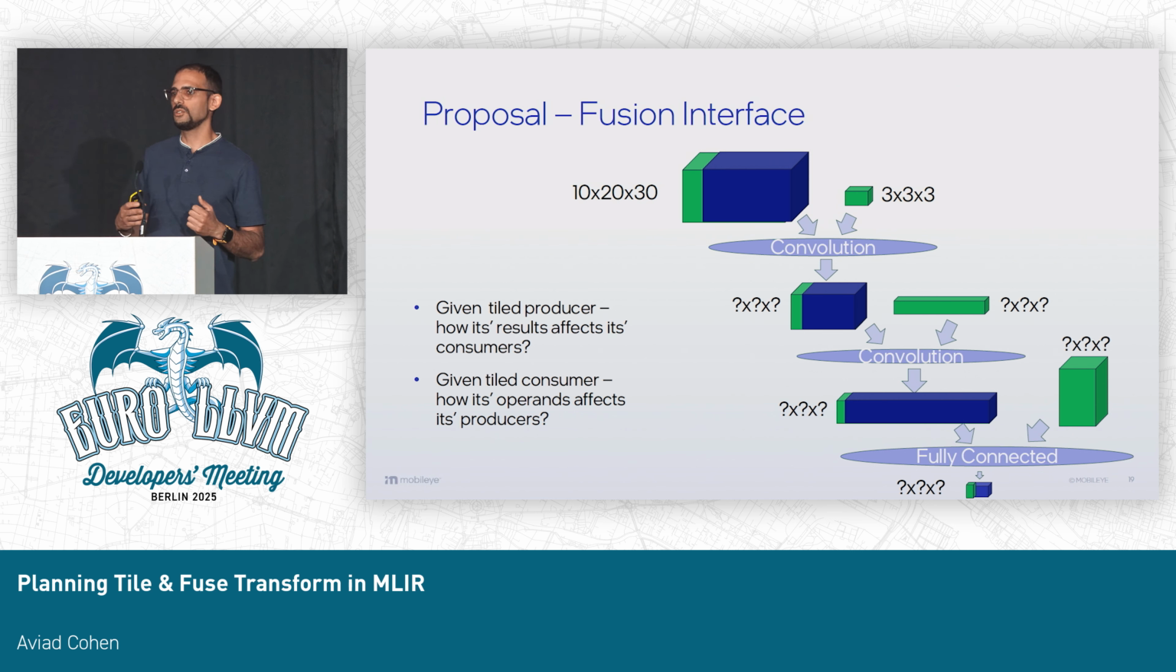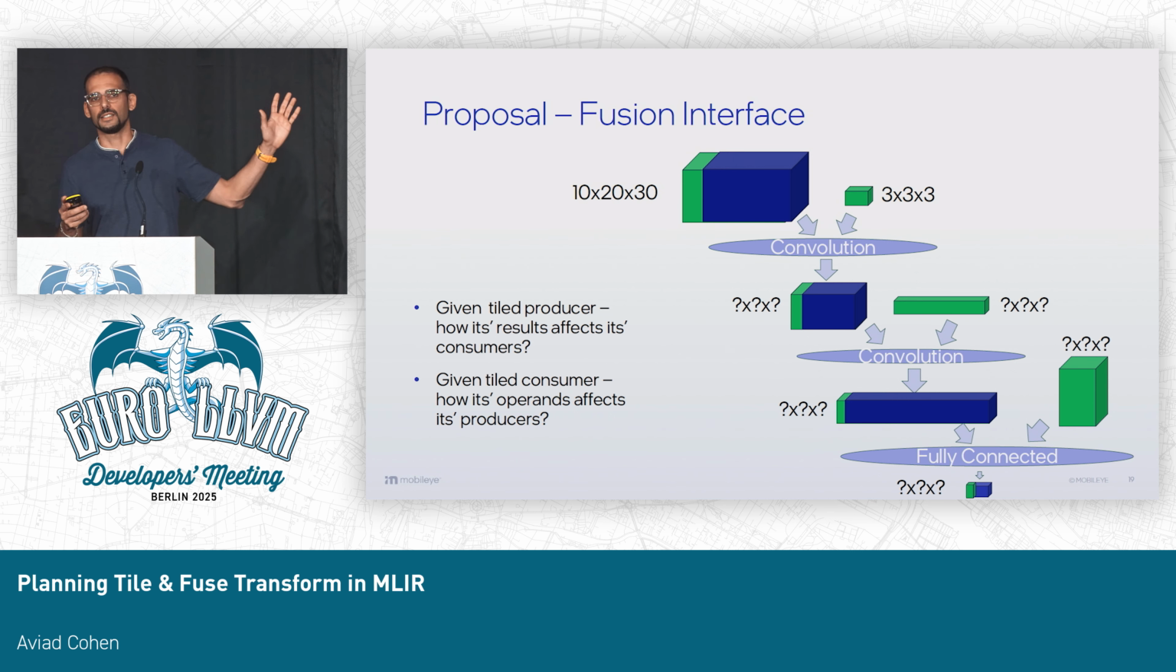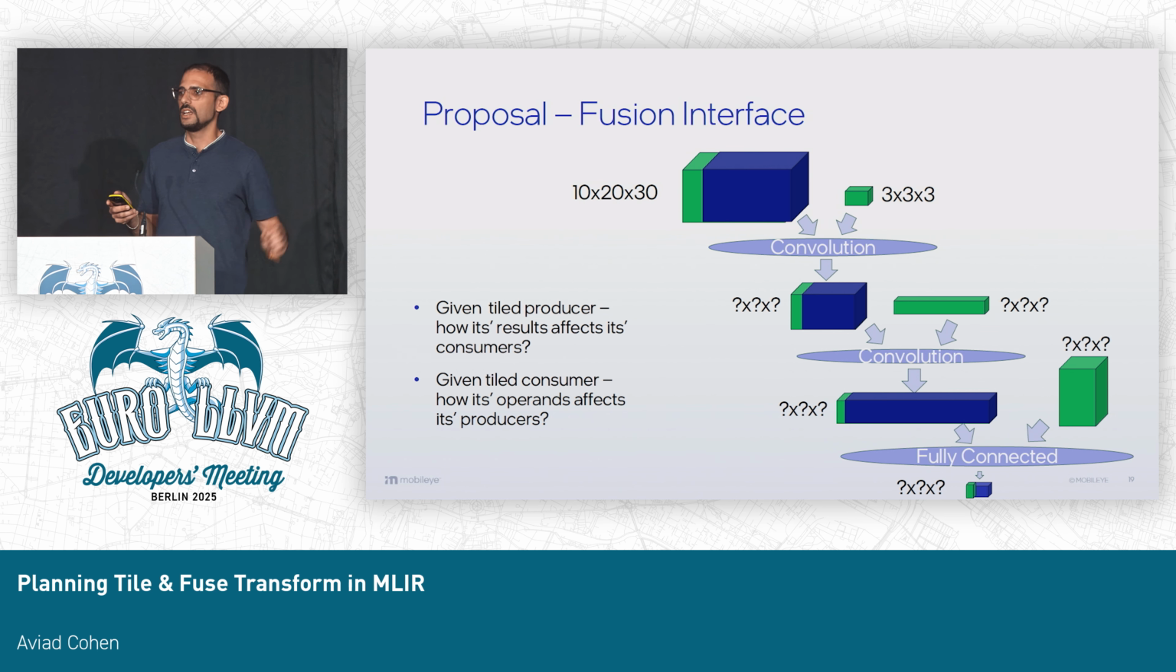So we decided to introduce a new interface called the Fusion interface. The Fusion interface allows us to do exactly that. It allows us to understand the relationships between the iterations. Once I select a tile for an operation, it allows me to understand about the operands or the results. And this way, I can analyze the whole graph and select before I start the transformation.